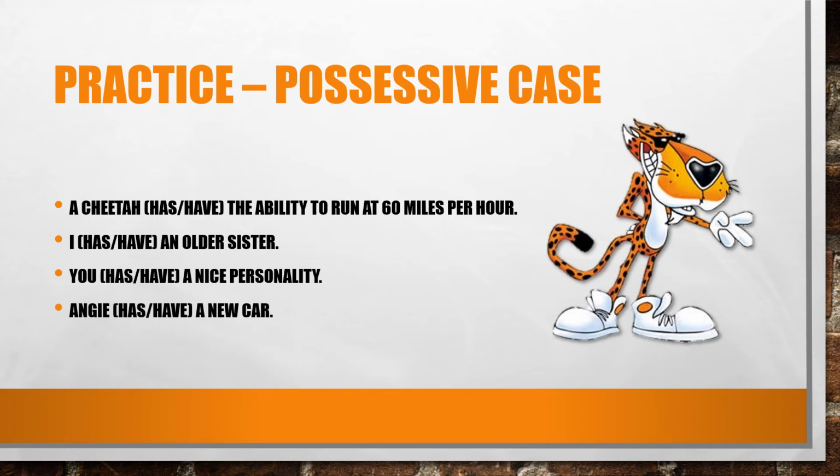And finally here, Angie blank a new car. Now we know Angie is not me. We know Angie's not you, chances are. We're discussing Angie. Then we know Angie is third person, and Angie is singular. She's only one individual. So if it's third person singular, just like the cheetah up here, Angie has a new car.